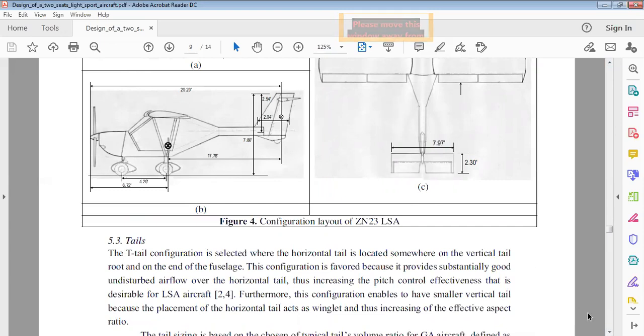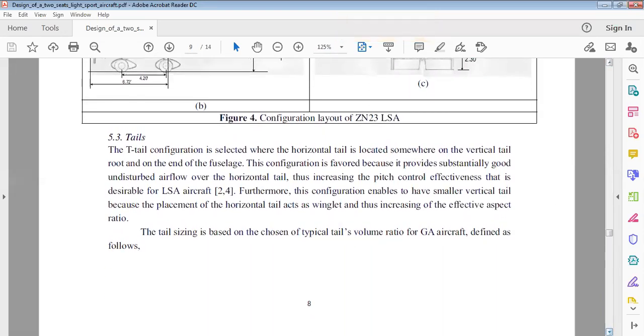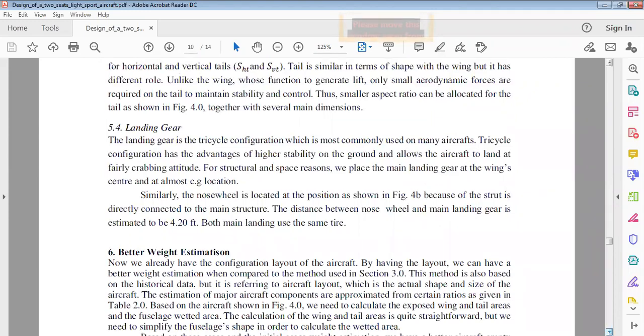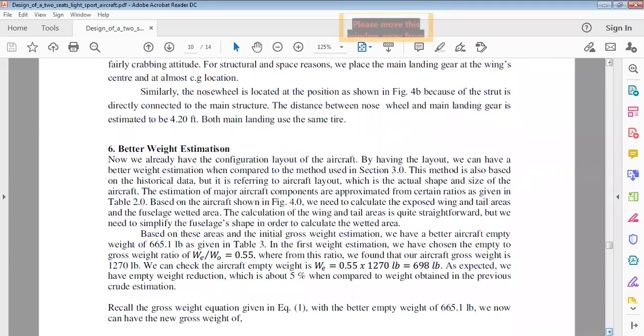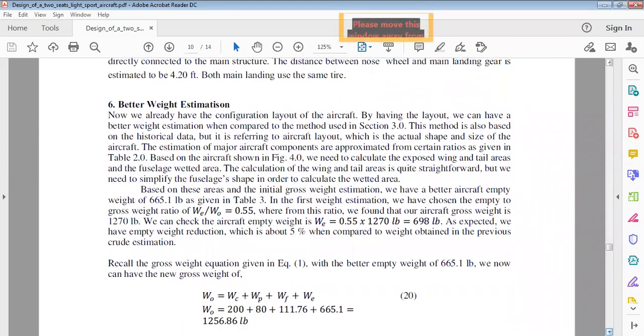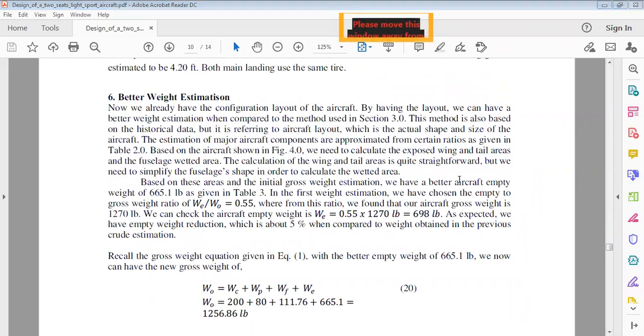And so therefore, we have a better weight estimation. We already have the configuration layout of the aircraft, but having the layout, we can have a better weight estimation when compared to the method used in section 3.0. This method is also based on historical data, but it refers to the aircraft layout, which is the actual shape and size of the aircraft. The estimation of the major aircraft components is approximated from certain ratios as given.